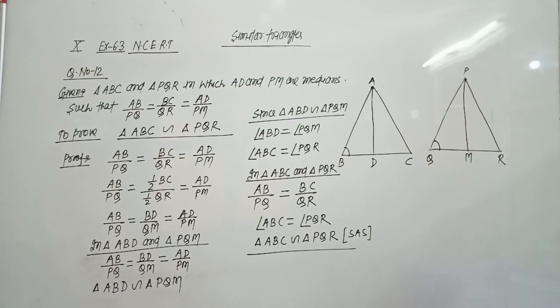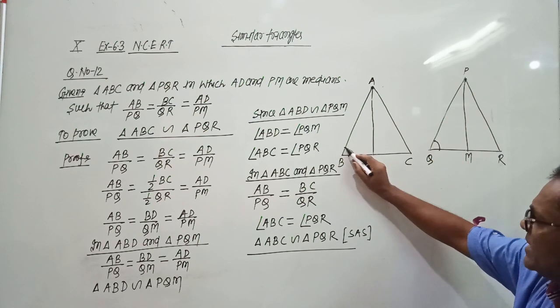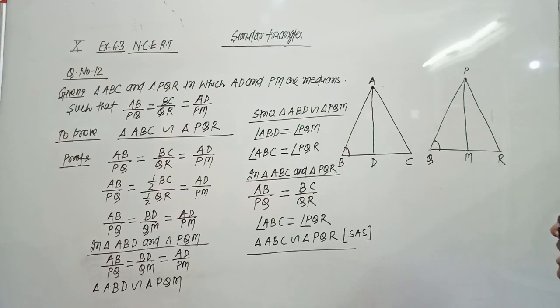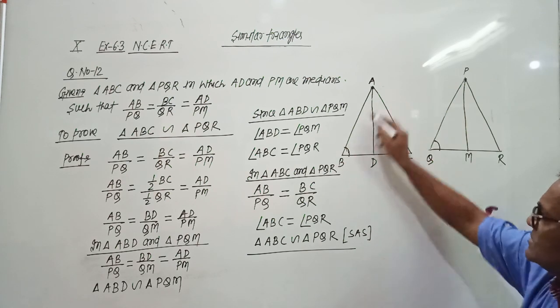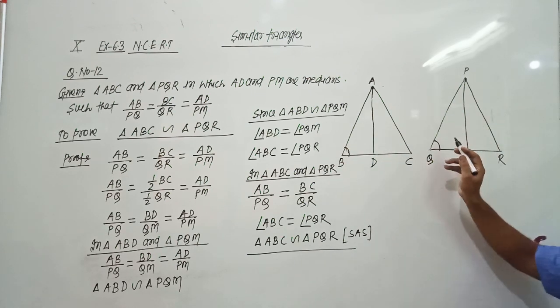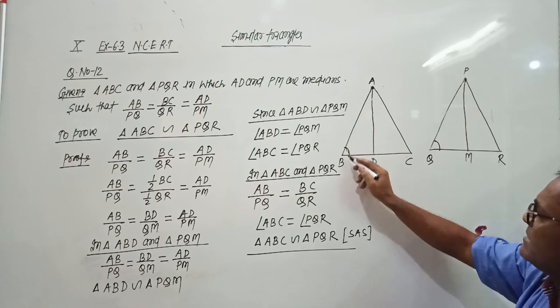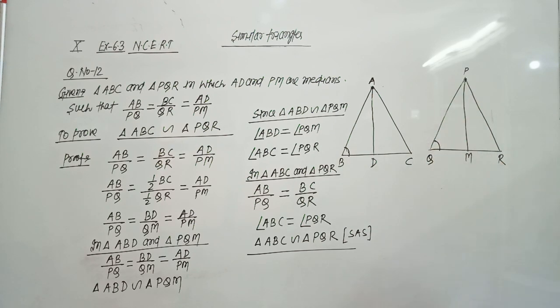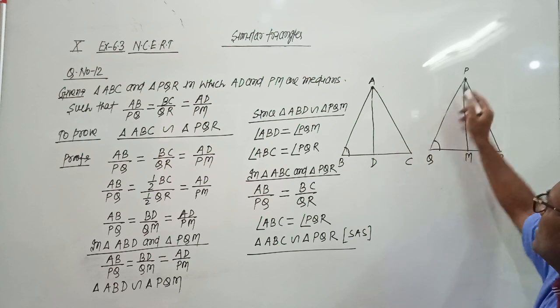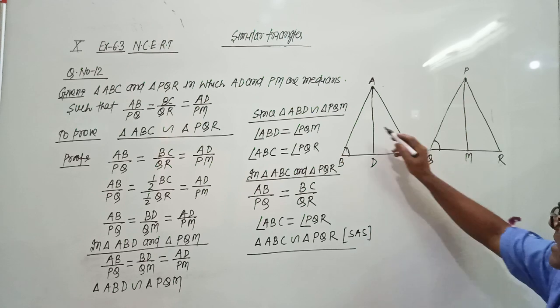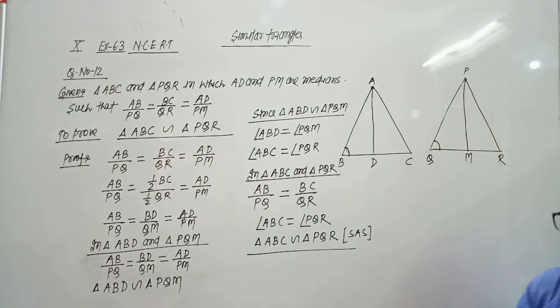And if these two triangles are similar, then their corresponding angles, angle ABD, must be equal to angle PQM. And angle ABD is also written as angle ABC, and angle PQM is written as PQR. Now in triangle ABC and triangle PQR, we have given AB upon PQ equals BC upon QR, and we have just proved that angle ABC equals angle PQR. So by SAS similarity criterion, these two triangles are similar.